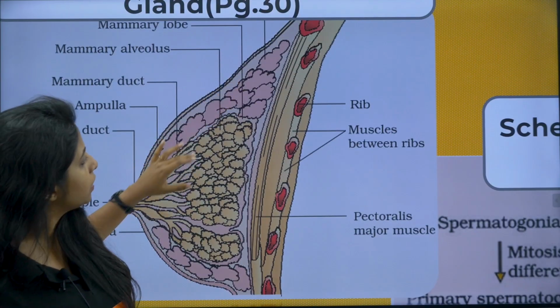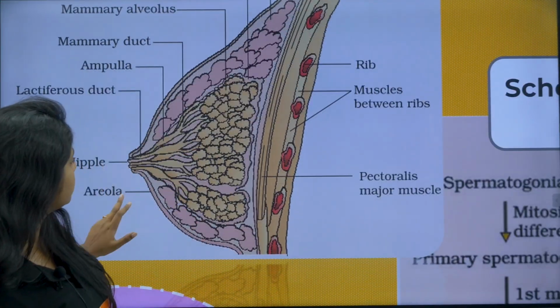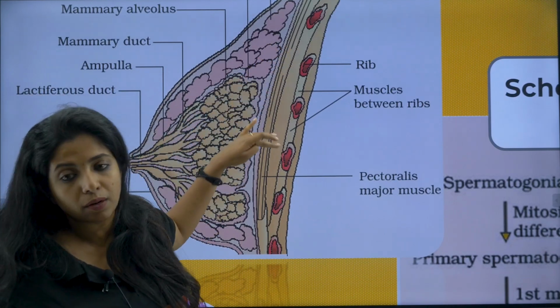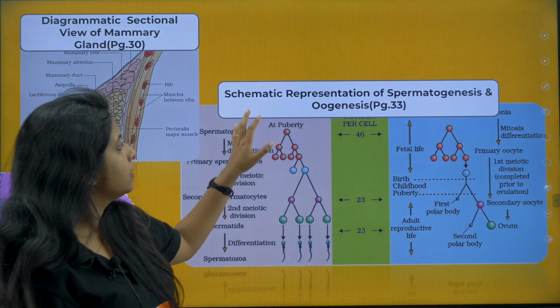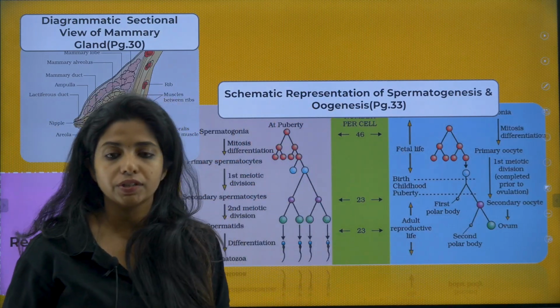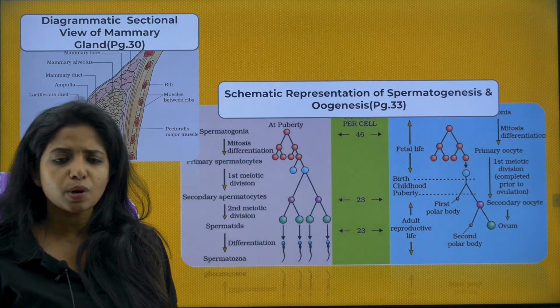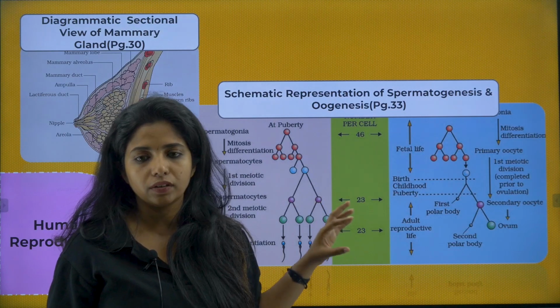And then there is some fat which you have to put here and here. This is nipple, this is areola, and these are the ribs, and in between ribs you have the muscles as well. Cool. And then this is a schematic representation of spermatogenesis and oogenesis, which might also be asked, but if you know the concept you would be able to answer it really, really well.